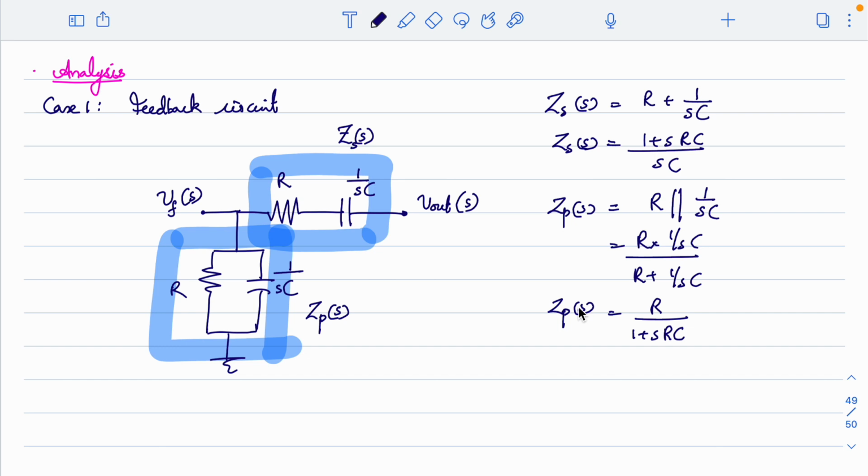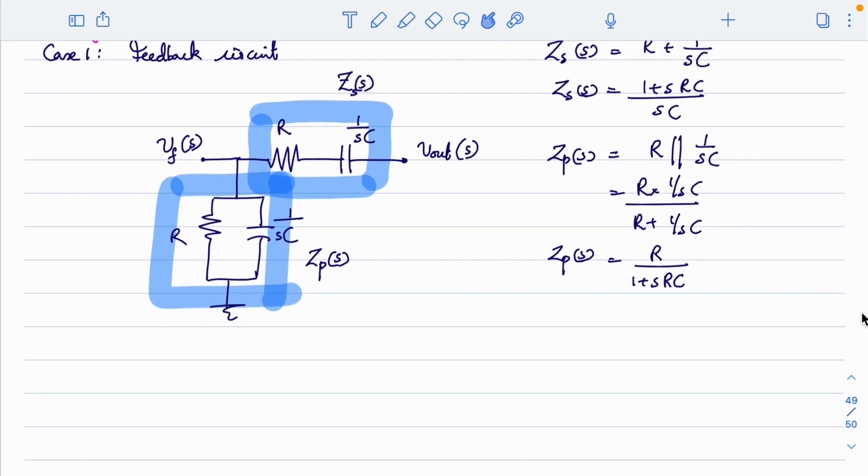Now what we meant by analysis here is, we will write the condition A beta equal to 1. We know that the condition for oscillation is A beta should be greater than or equal to 1 with the phase angle of 0. So that condition we will try to apply here.